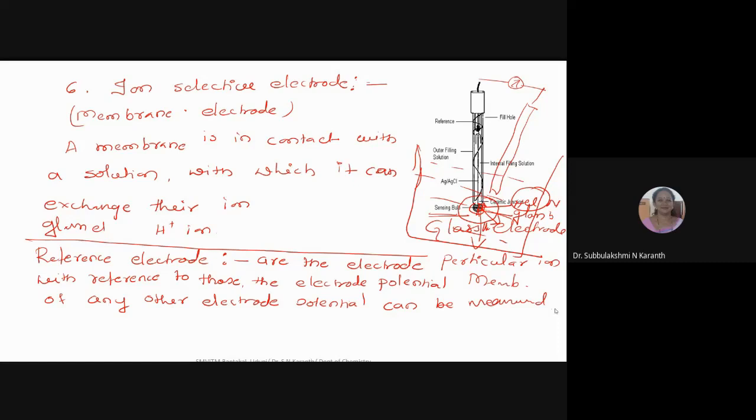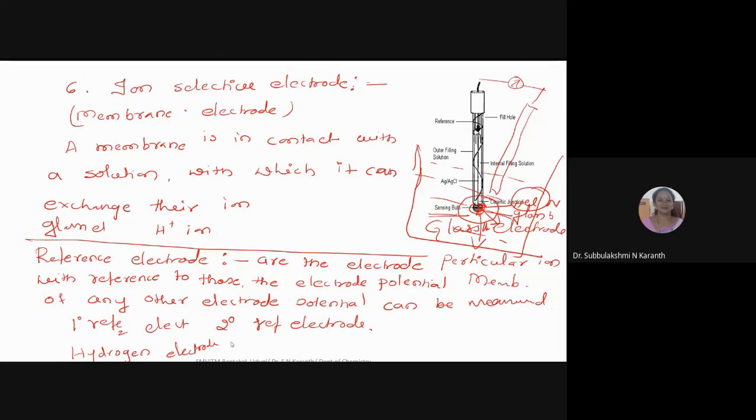There are two types into which we classify the reference electrode: the primary reference electrode and the secondary reference electrode. The primary reference electrode is the one in which the electrode potential is arbitrarily fixed to zero. Only one electrode, the hydrogen electrode, comes under the primary reference electrode.